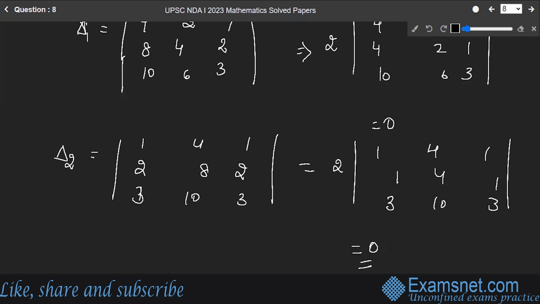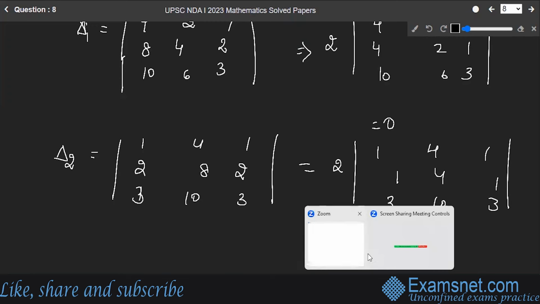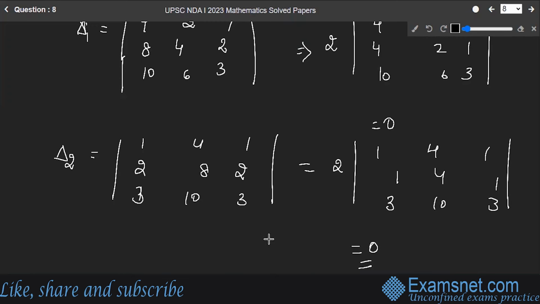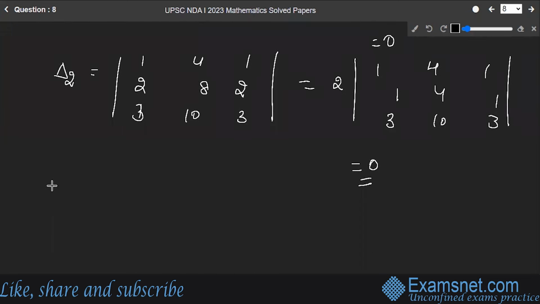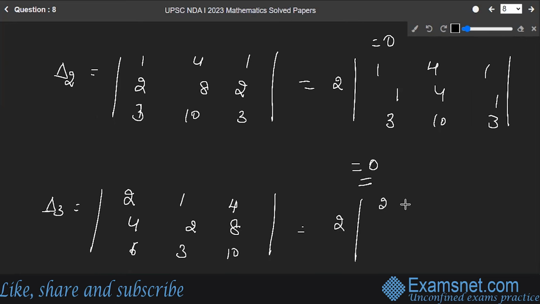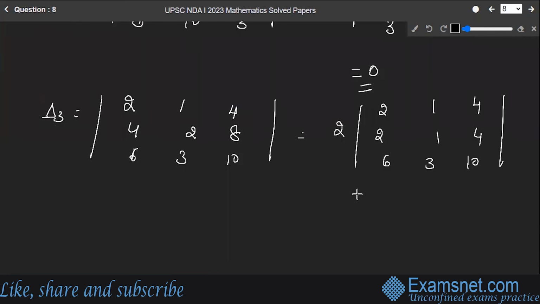That means we got everything. This is now delta 3 also. Now this time I'll be eliminating the x coefficient. So I'll have 2, 1, 4, 4, 2, 8, and 6, 3, 10. Again, taking 2 common, you'll have 2, 1, 4, 2, 1, 4, and 6, 3, 10. 2 rows are equal. That means this is also equal to 0.